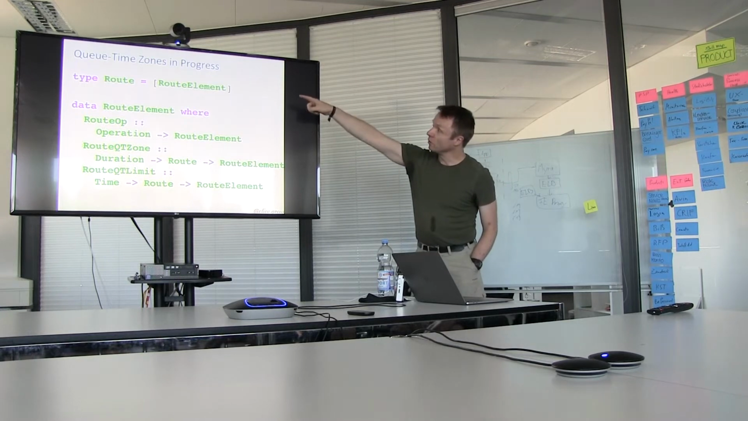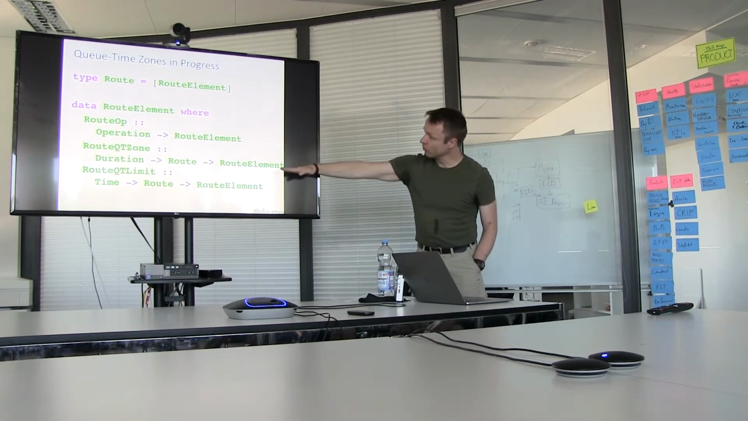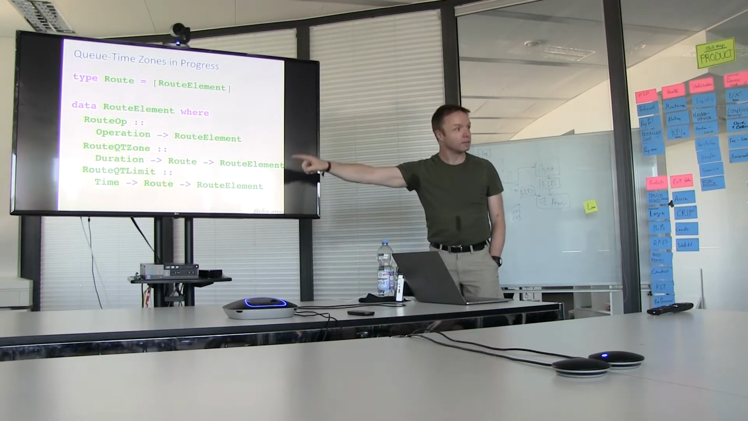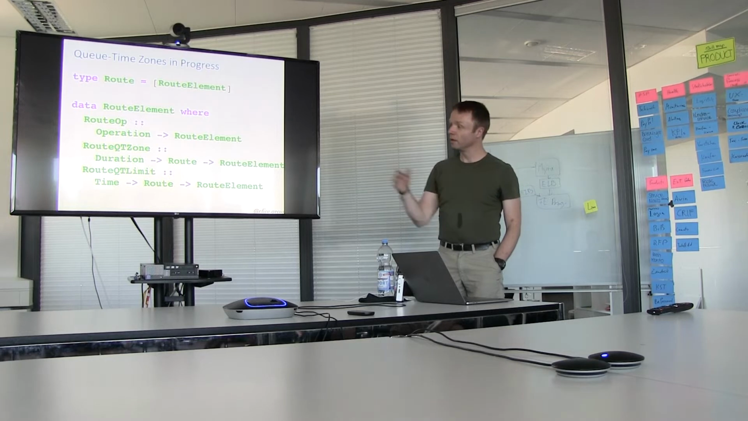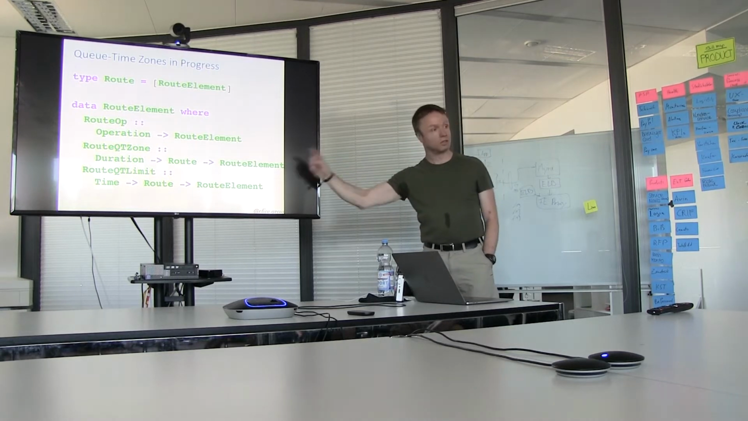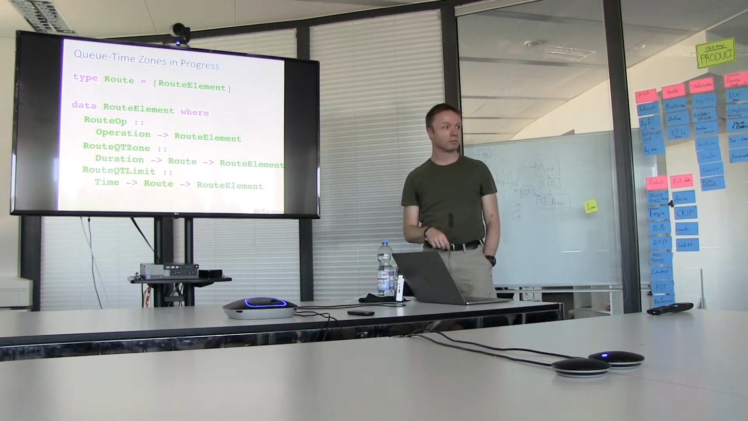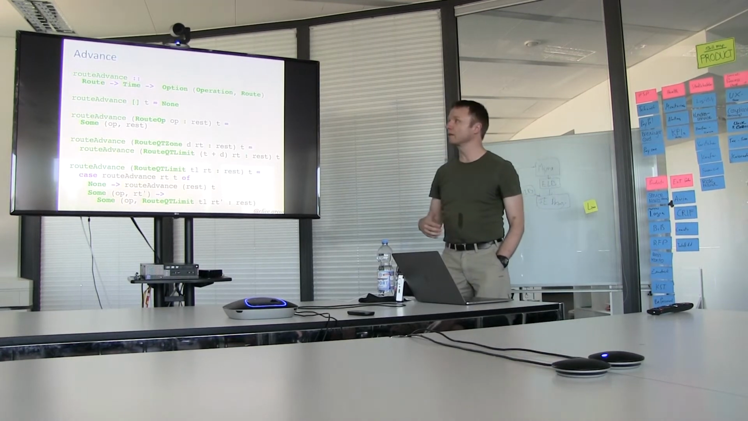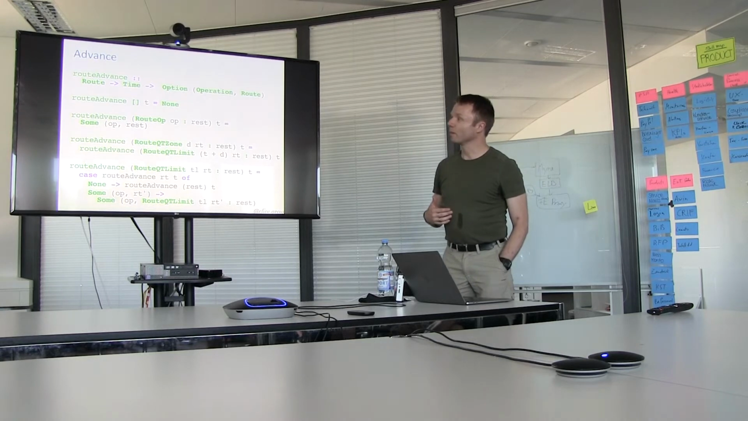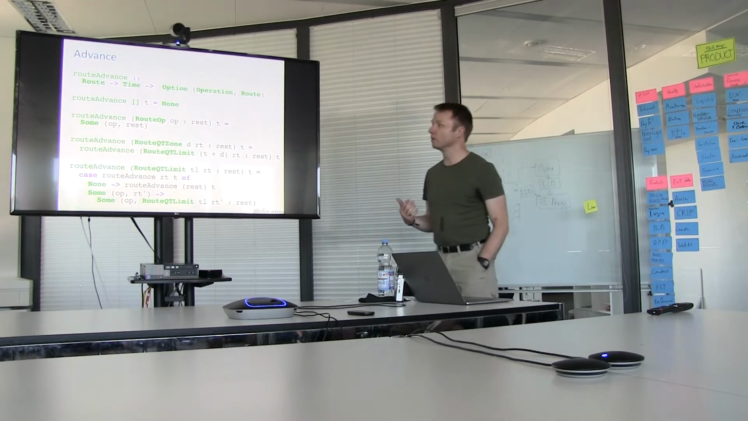So in this case, remember route equals route element. That's the same as before up to here. And there's just a new case that says queue time limit, and it has a time attached to it. And that time says by what time must the queue time zone be exited. At what time does it have to be done? And then again, we wrap a route inside and we turn that into a route element. Okay? And then you just follow where your compiler takes you. It gets slightly longer, but the individual cases are not particularly hard.